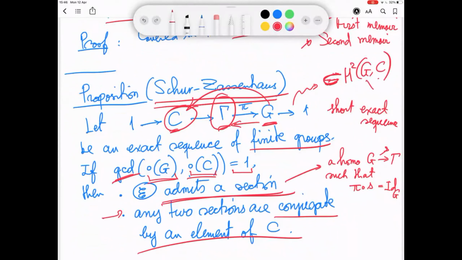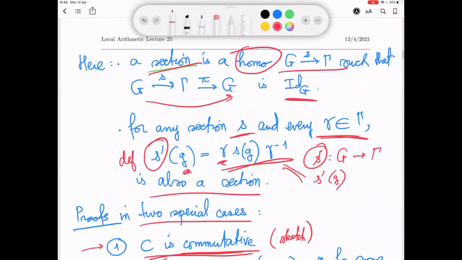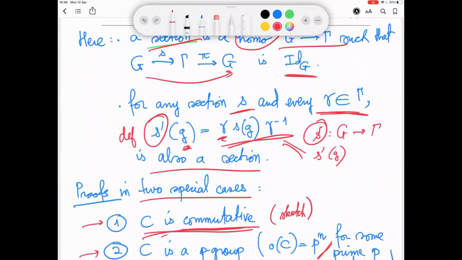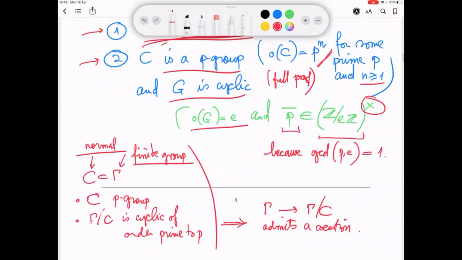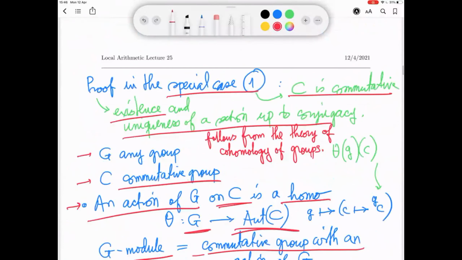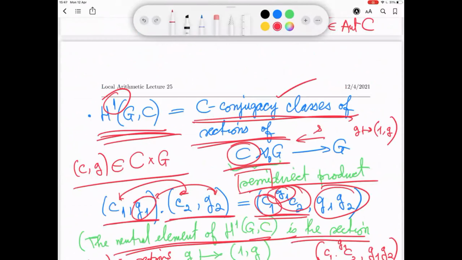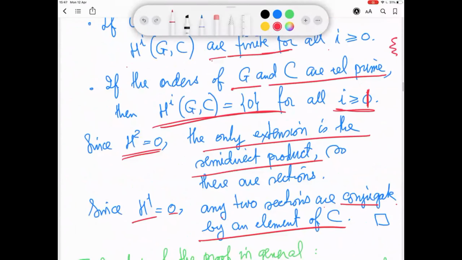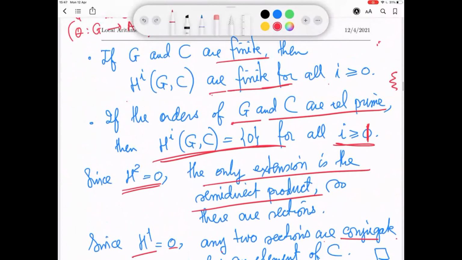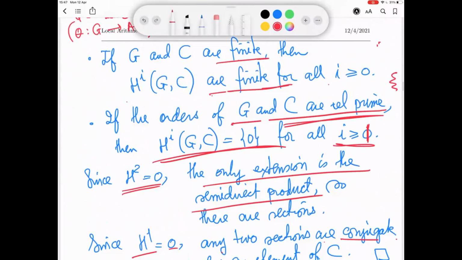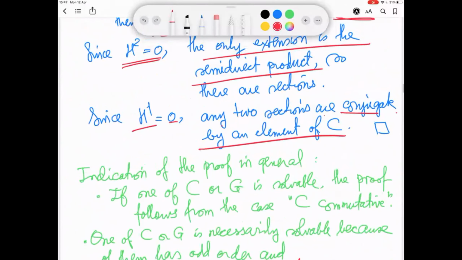But if these have relatively prime orders, then this is trivial. And therefore, this is the semi-direct product, and the semi-direct product always has sections. That's the first thing. The second thing is to say that any two sections are conjugate, and that is the same proof. Instead of H^2, you now use H^1, which classifies C-conjugacy classes of sections, and H^1 is trivial for the same reason.